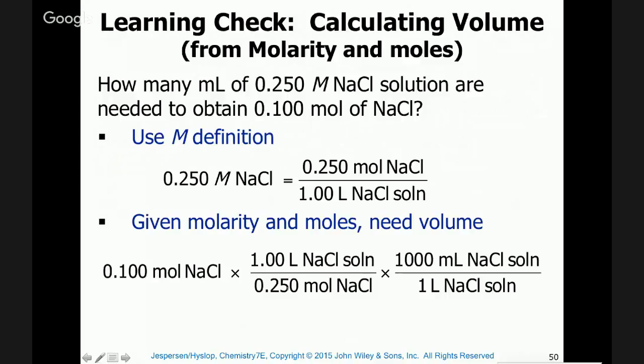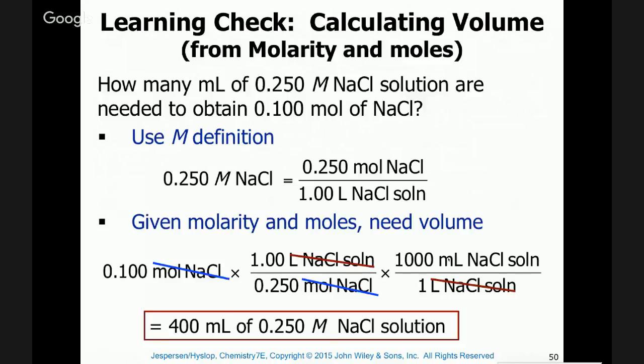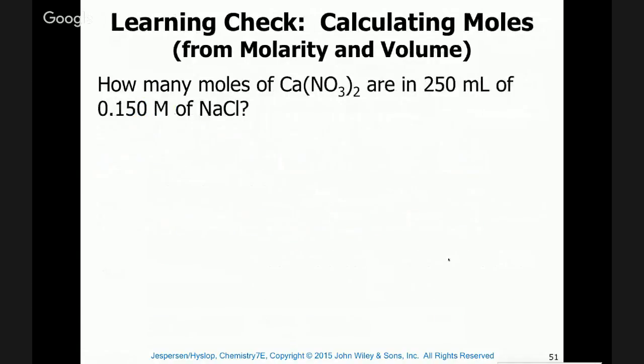We know that we have moles per liter of sodium chloride. Then we can convert to milliliters using the SI prefix for milli, which is 1,000 or 1/1000. We are left with 400 milliliters of 0.250 molar sodium chloride.